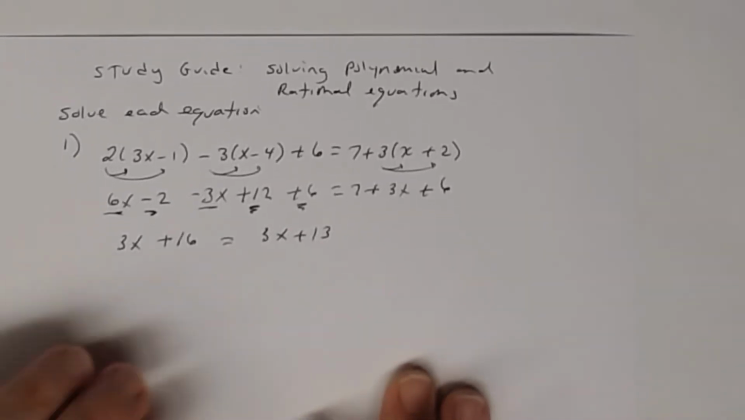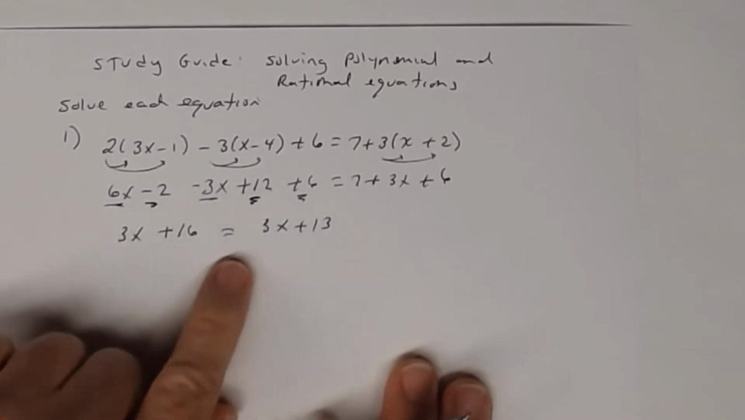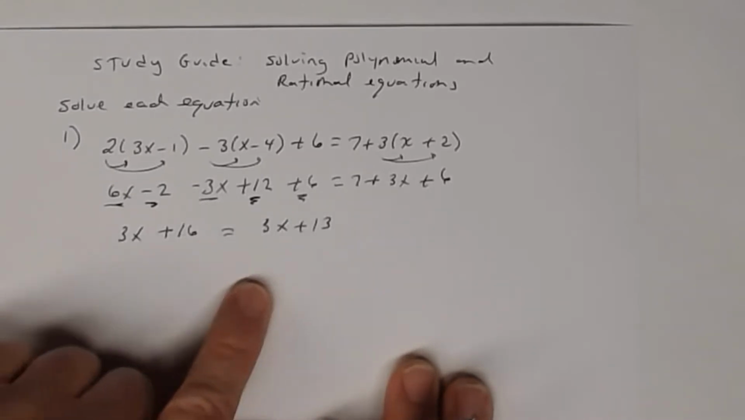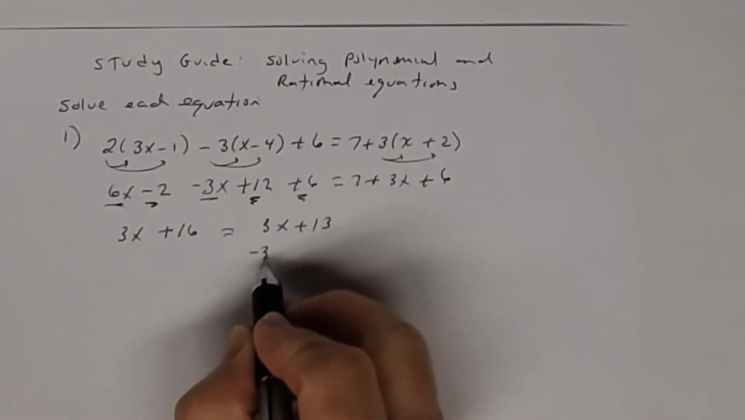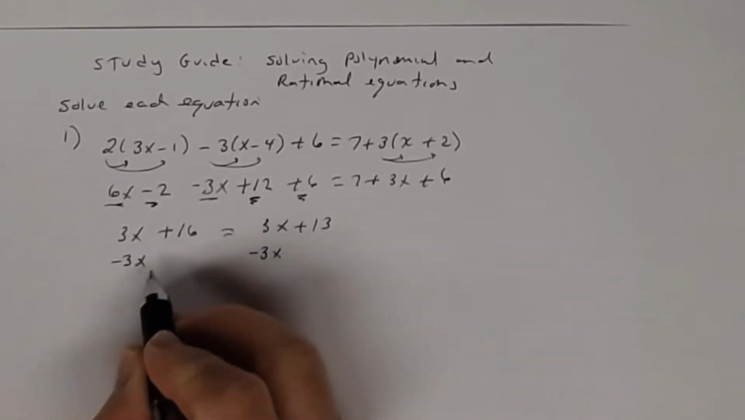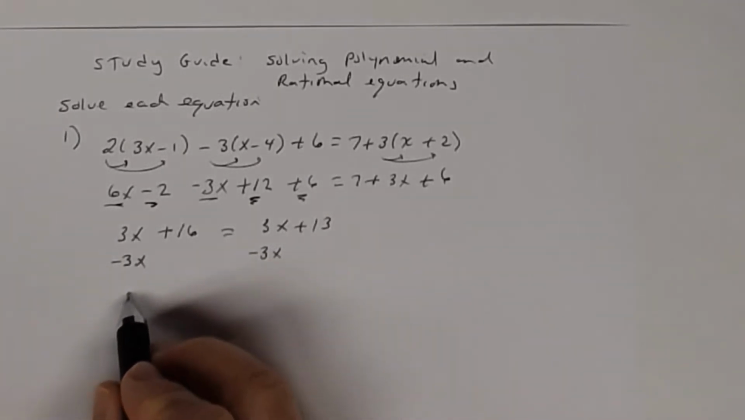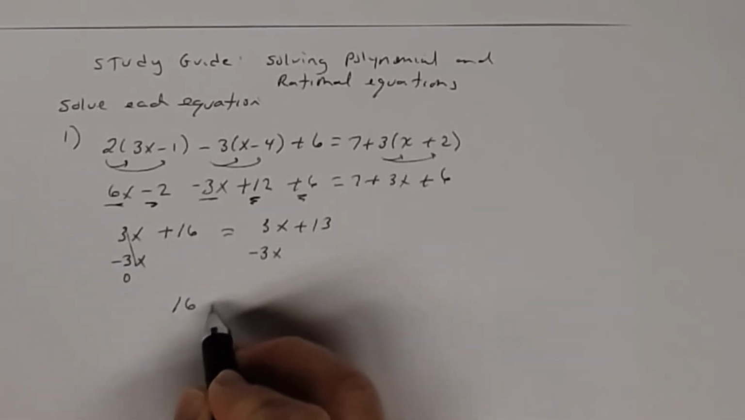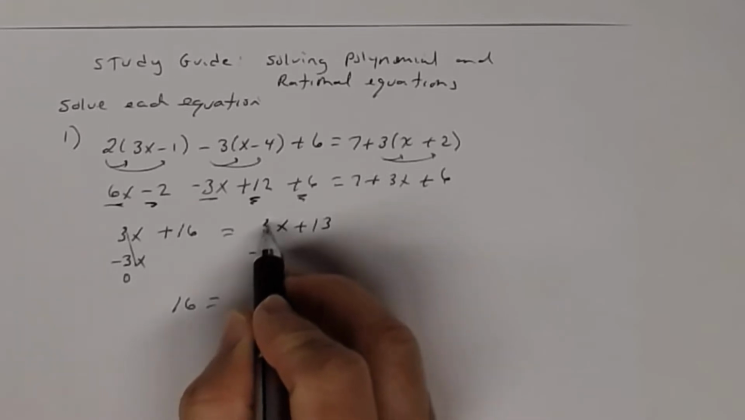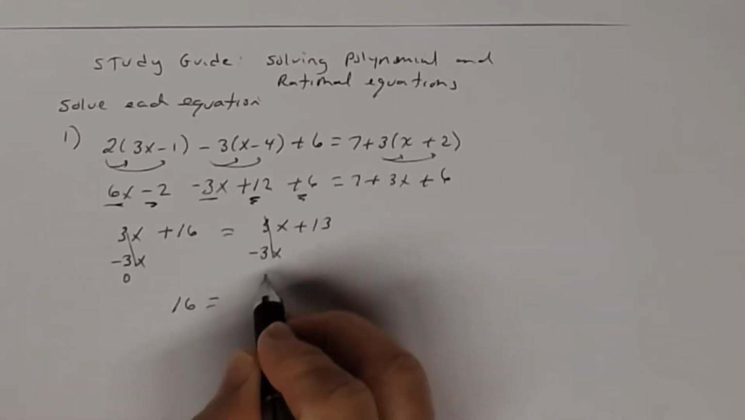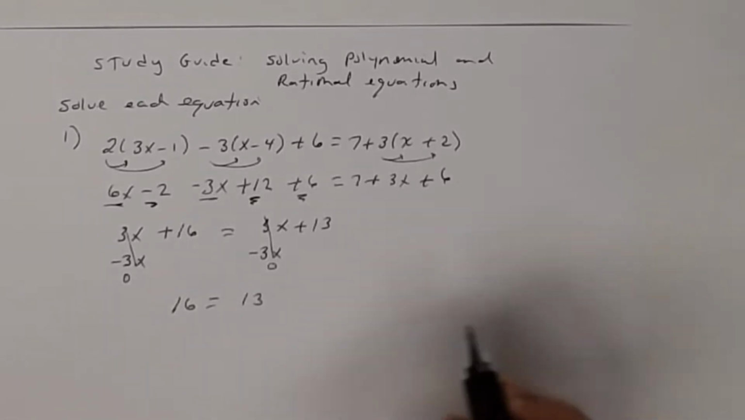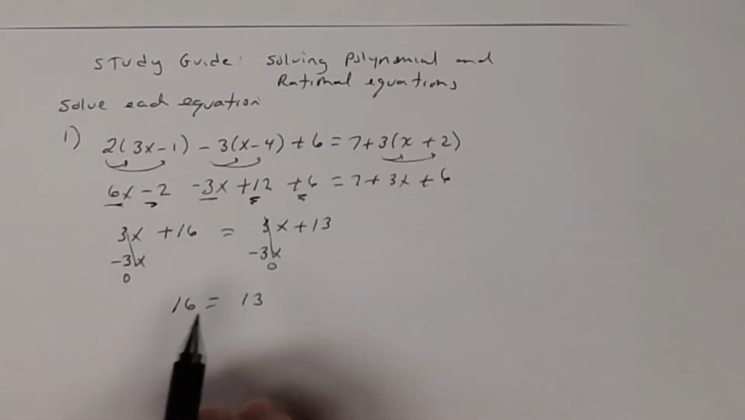Now, notice that when I bring all the variables to one side and constants to the other, I subtract 3x from both sides. So 3x minus 3x is 0, and 0 plus 16 is 16, equals. And over here, 3x minus 3x is 0, and then 0 plus 13 is 13. Notice that the variables go away. There is no variable left in this statement.